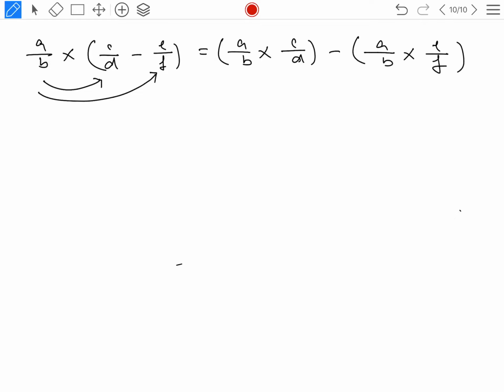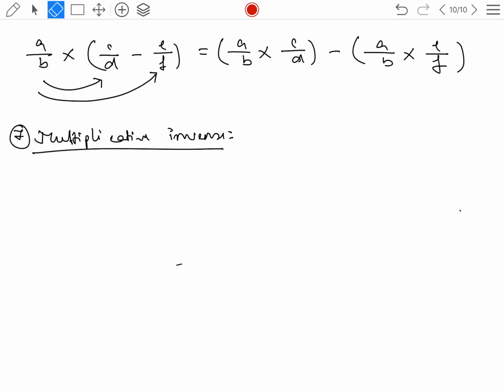Okay, then multiplicative inverse. Multiplicative inverse means you can say reciprocal. Okay, reciprocal of a fraction you have learned. So this is number 7, multiplicative inverse. So multiplicative inverse is written in such a way, that means when we multiply both rational numbers, the result we will obtain is 1.